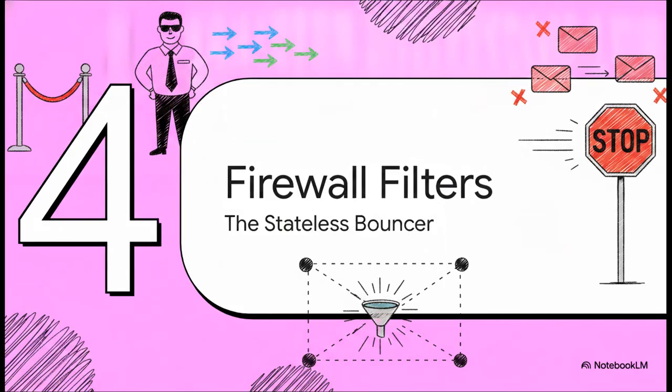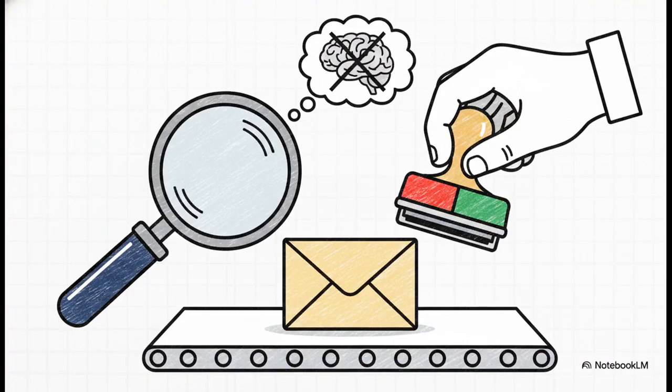Section 4, Firewall Filter Concepts, the Stateless Bouncer. Okay, if you take away one thing from this explainer, it should be the word stateless. Junos firewall filters are stateless access control lists. This means they do not track the state of network connections. They don't know, and they don't care if a packet is part of an ongoing TCP handshake or a brand new request. They simply look at a packet statically, checking the source IP, destination IP, protocol, and ports, and make an immediate decision right then and there.